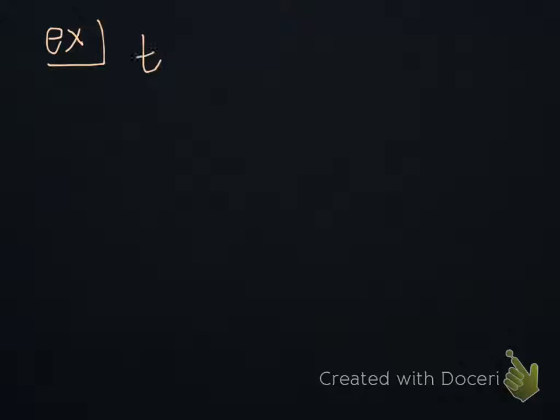So tangent of 14 pi over 3, and they want you to find the exact value. Right off the bat, you should realize that this value is way too large. So we need to find a coterminal angle first.